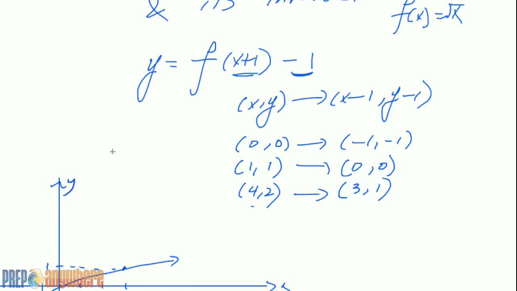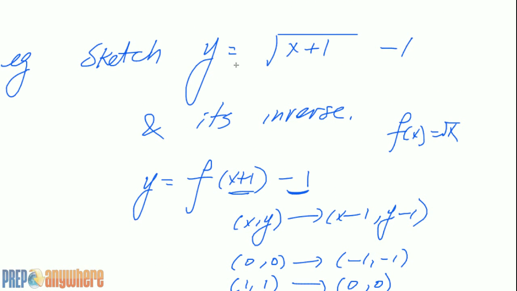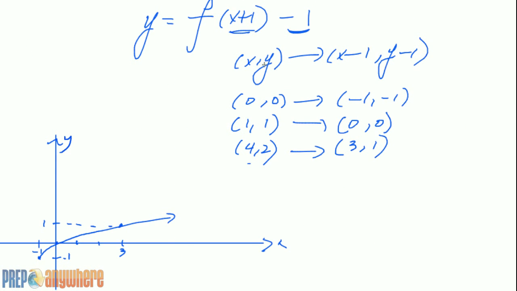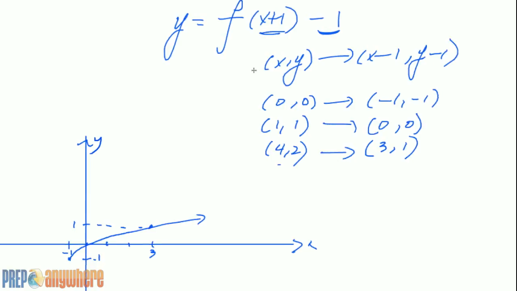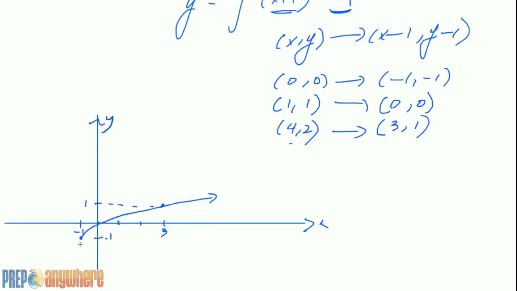find the inverse using algebra. Switch the x and y, okay? But you don't need to. See this point? Negative 1, negative 1. What happens if you switch the coordinates? It still stays at here.